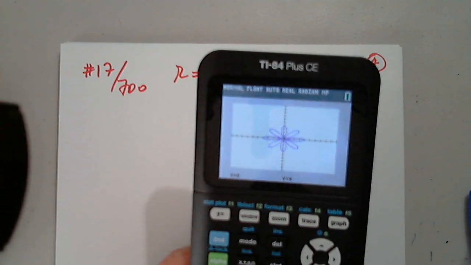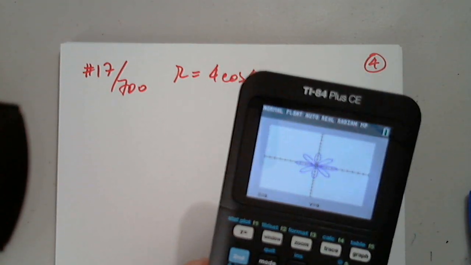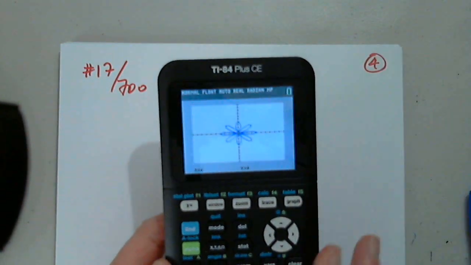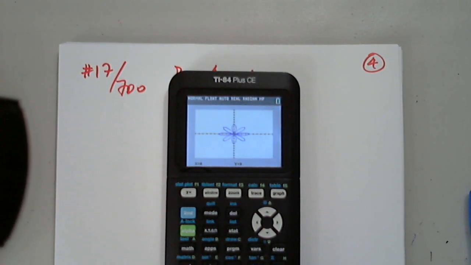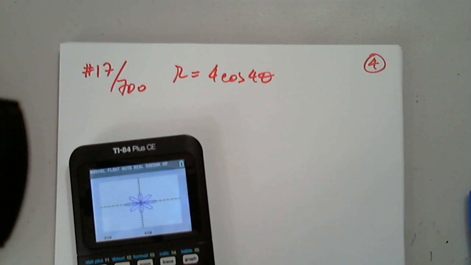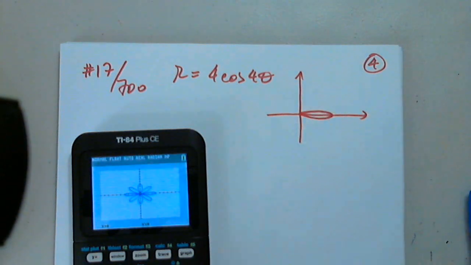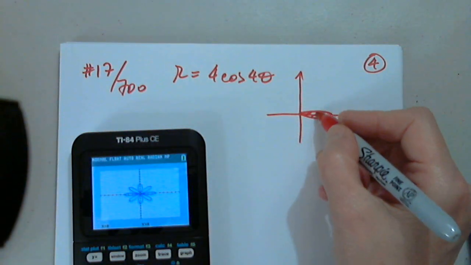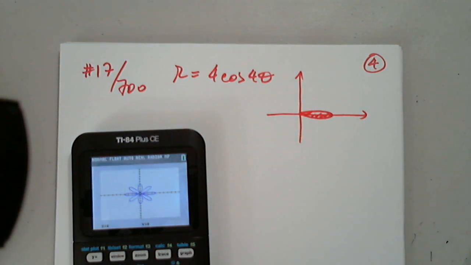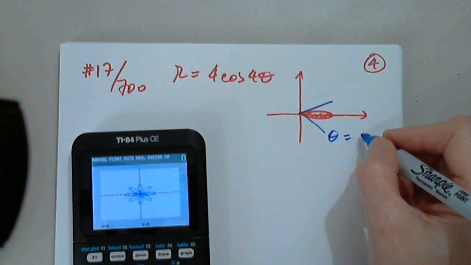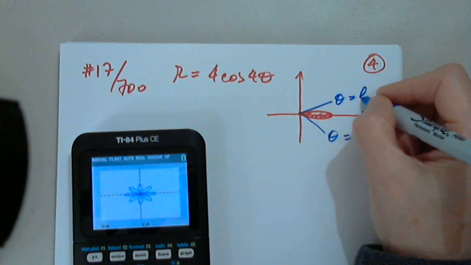So 4 cosine 4 theta. Good. So what I have to determine, it just says one loop. Obviously, it's all symmetric. It doesn't matter which one I determine. However, we have to determine the angle theta. So let's say I'm going to graph here just one piece, one of these loops. In order to find this area, I need to determine angles. So this is theta equals whatever. I'm going to call it A for now, and theta equals B.